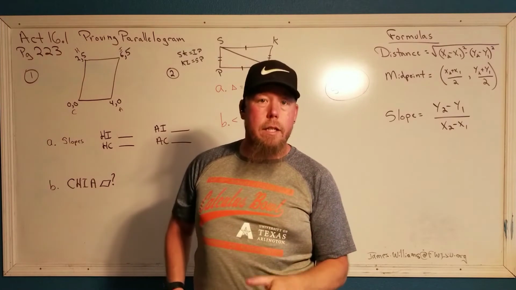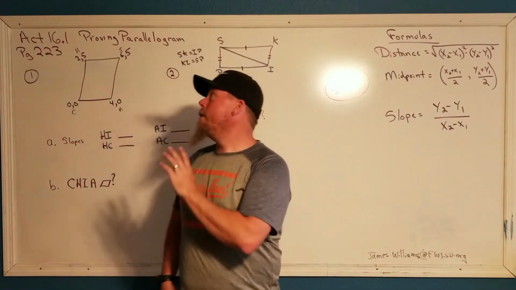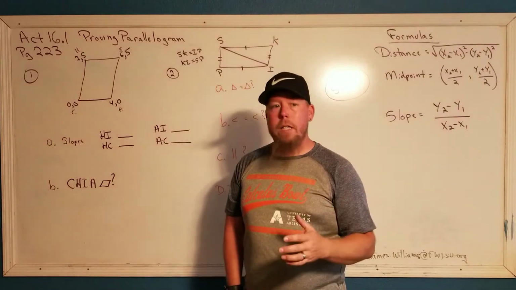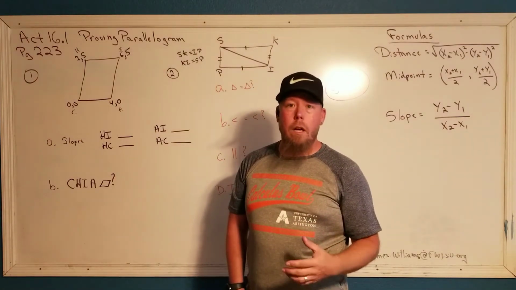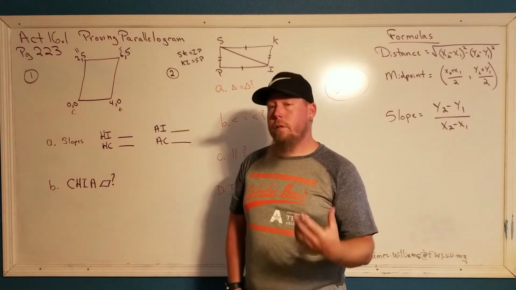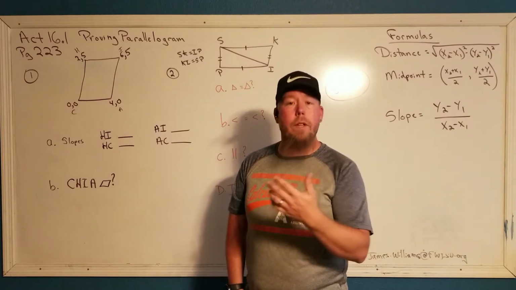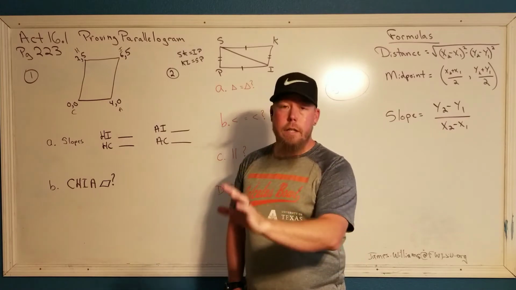And so I just wanted to talk about what we're going to be doing in this activity. For 16.1 we're proving parallelograms, and then for the rest of activity 16, we're going to be proving different quadrilaterals, whether it's rectangles, rhombuses, or squares, okay? That's going to walk you through activity 16. It's going to be all about proving that shapes are a certain type, okay?